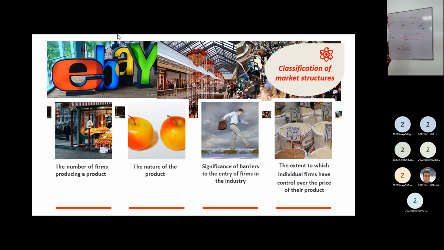Clear? Now the first one is the number of firms producing a product. Number of firms producing a product. Now, let us take the same example. If you look at these food sellers and vegetable sellers, can you count how many sellers are there? In a very simple way, we cannot, because there are many sellers as well as many buyers, right? As well as to sell the product, as well as to purchase the product. So that is one category, the number of firms producing a particular product.